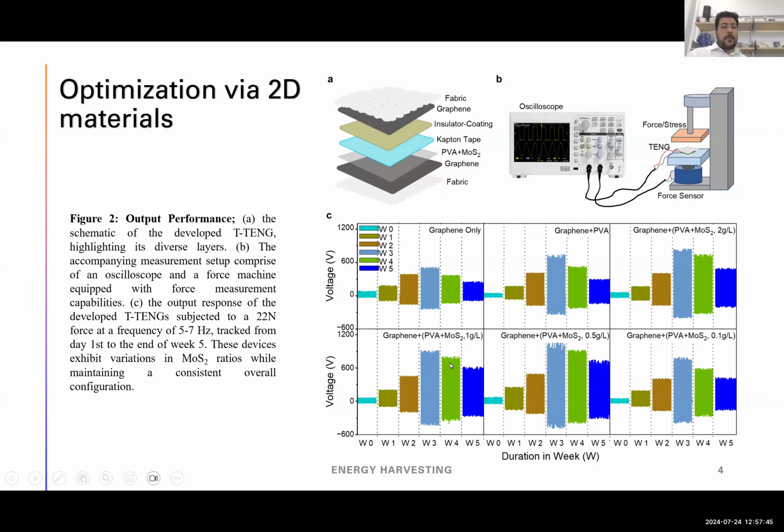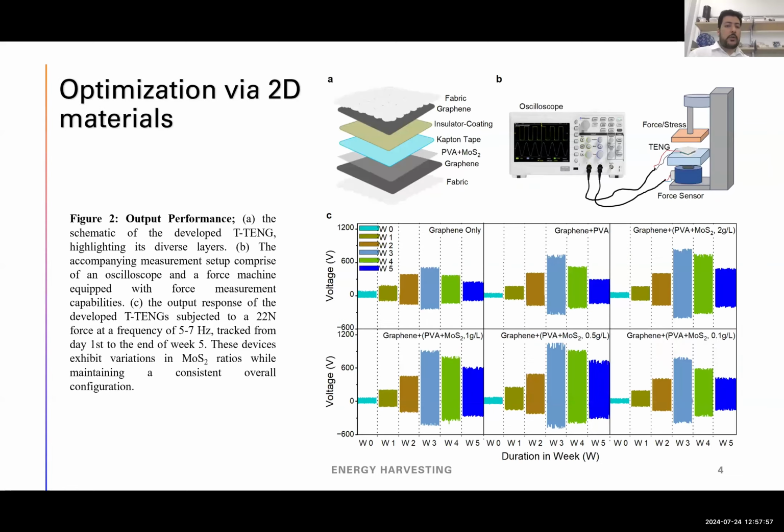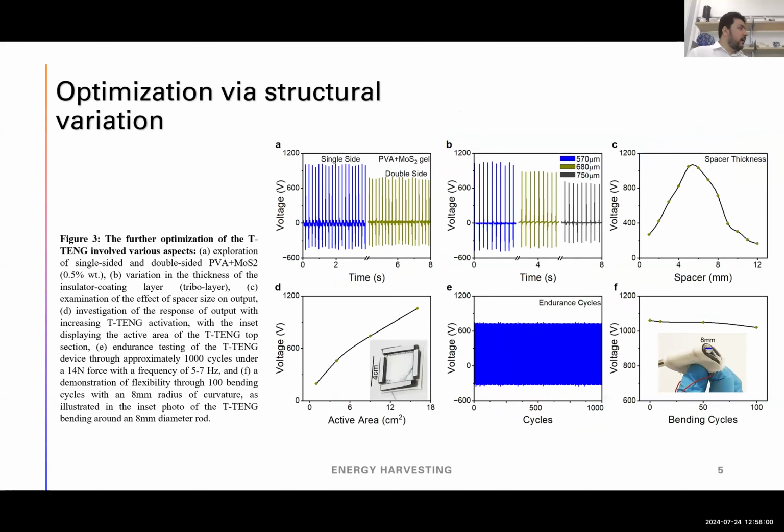Then we went further with the structure optimization. So what happened? I got, okay, 0.5 gram per liter. Let's try with double side. Initially, we were trying to use a single side. Here, I tried to use the double side. So with double side, we got less result as compared to the single side.